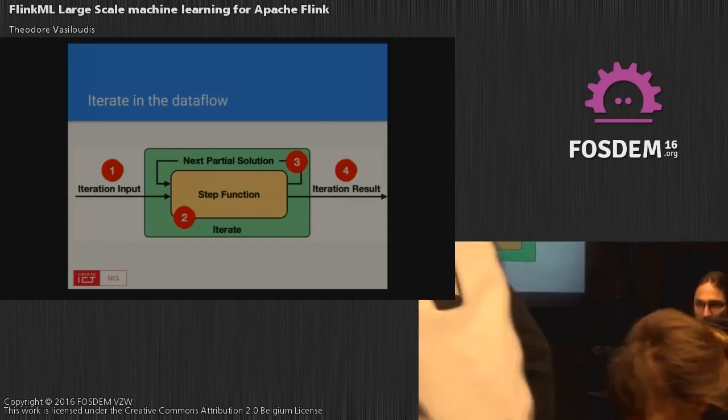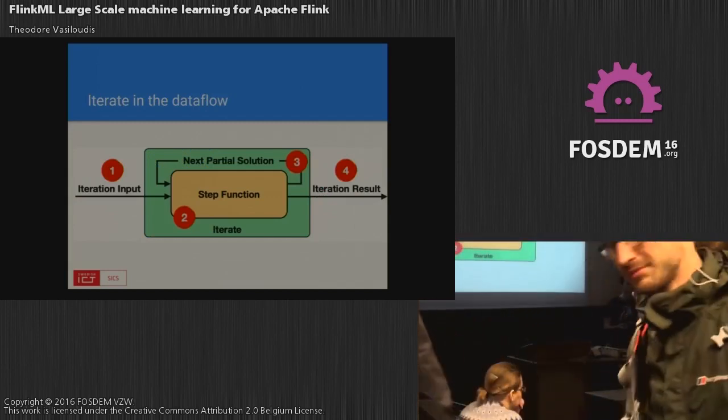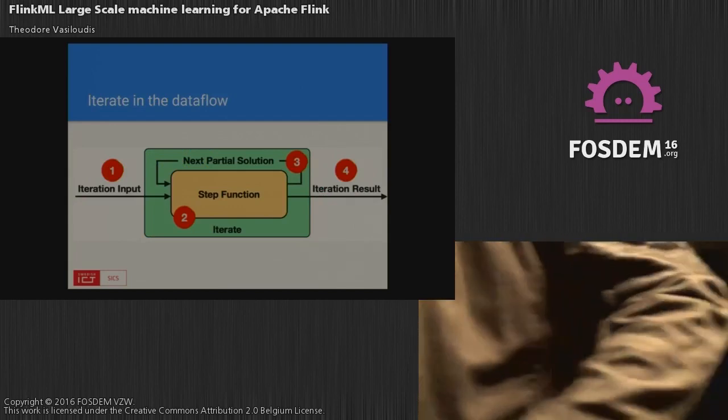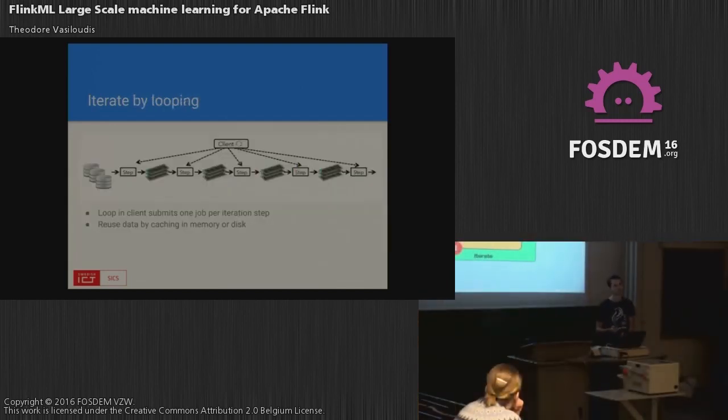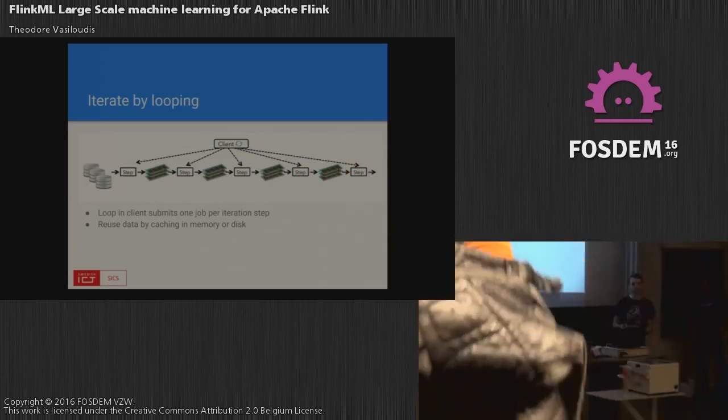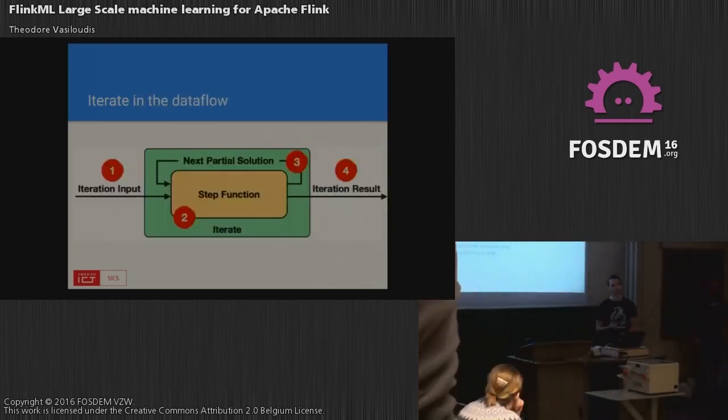What it also does is provide us with native iterations. Native iterations allow us to write certain problems, like most machine learning problems, without materializing the intermediate results. If we compare this with a batch engine, like for example Apache Spark, a new stage has to be submitted at the end of each iteration, and that creates additional scheduling overhead.